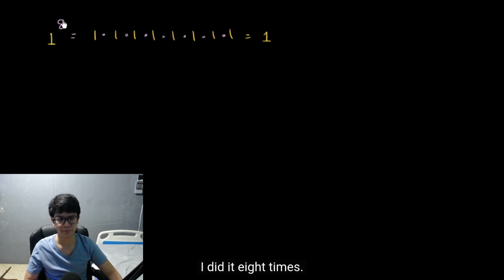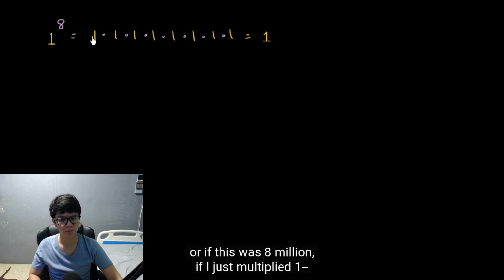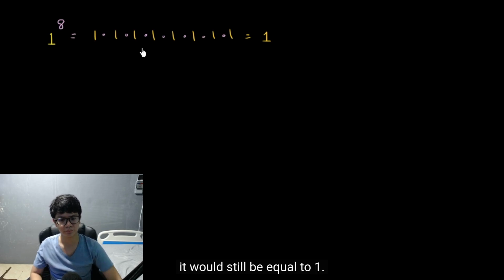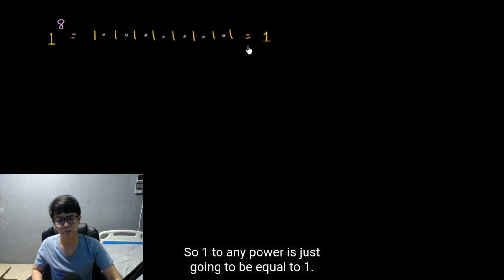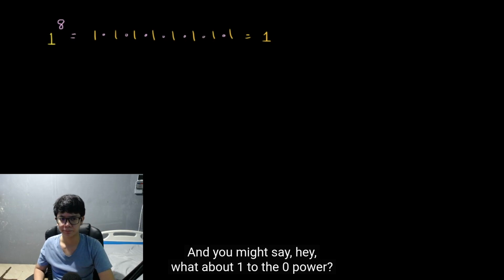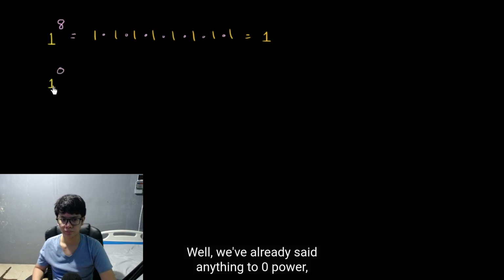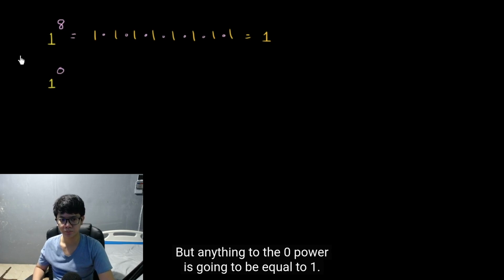And you could imagine, I did it 8 times, I multiplied 8 ones, but even if this was 80, or 800, or 8 million, if I had 8 million ones and I multiplied them all together, it would still be equal to 1. So 1 to any power is just going to be equal to 1. You would say, hey, what about 1 to the 0th power? Well, we've already said anything to the 0th power, except for 0, it's actually up for debate, but anything to the 0th power is going to be equal to 1.